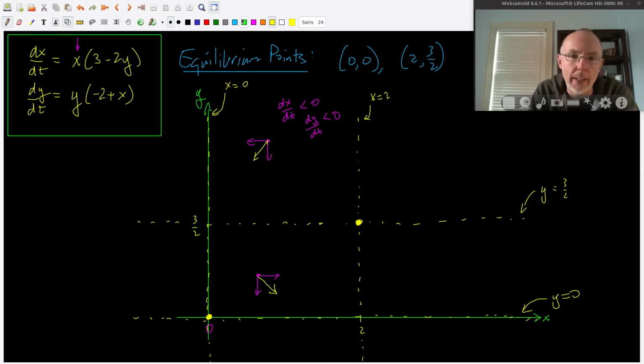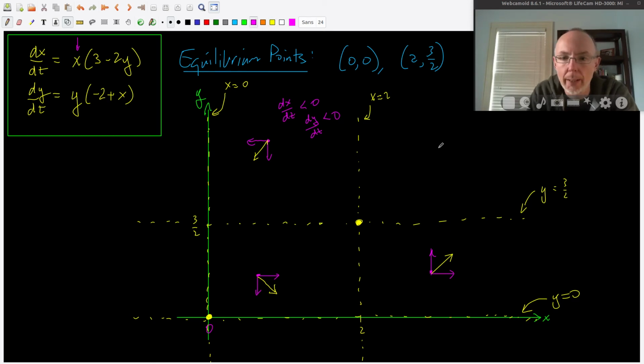And then we can keep doing that. In fact, we've already done a bunch of the calculations, because we said if the y value is between 0 and 3/2, then x is increasing. So x is still increasing in this region. But if the x value is now bigger than 2, then y is now positive, and so the rate of change of y is now positive, and so we're going up. And so in this region, we have a picture that looks like that.